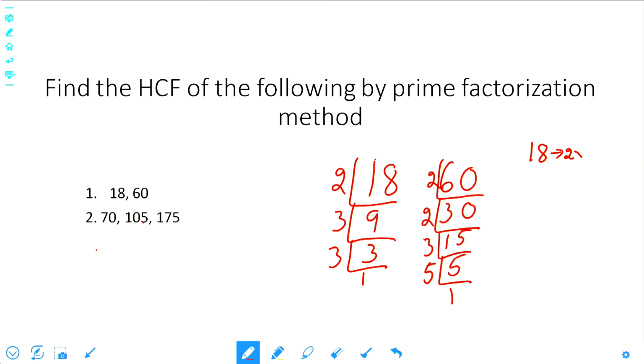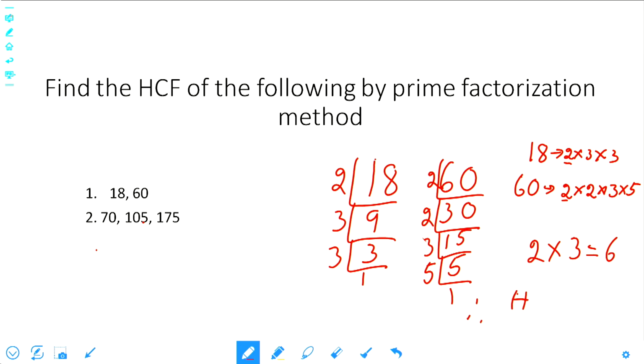Now, prime factors of 18 are 2 into 3 into 3. Prime factors of 60 are 2 into 2 into 3 into 5. Here common factors are 2, 3. Only two common factors, that is 2 and 3. 2 into 3 is 6. Therefore, HCF of 18 and 60 is 6.